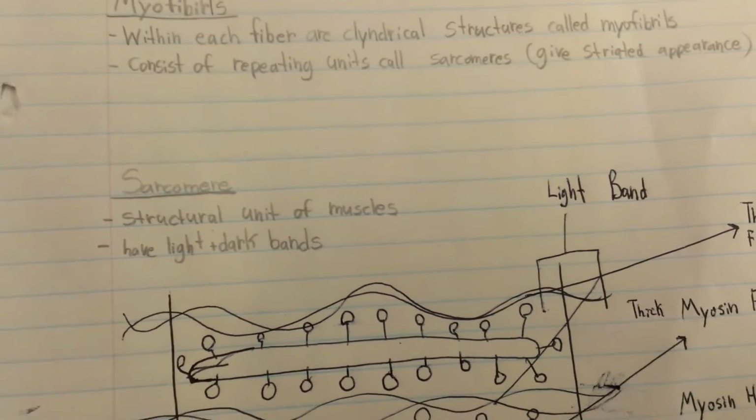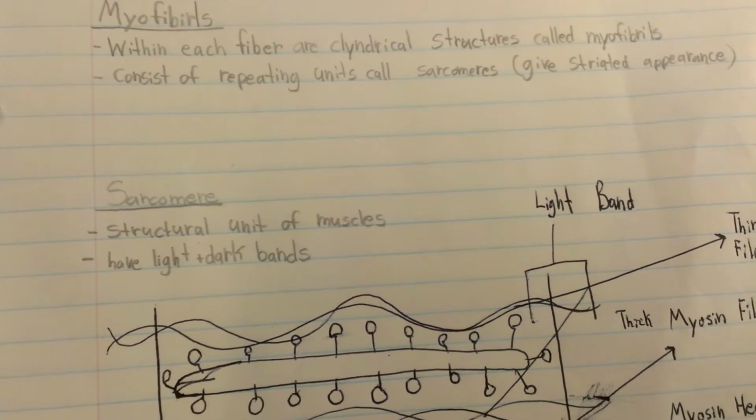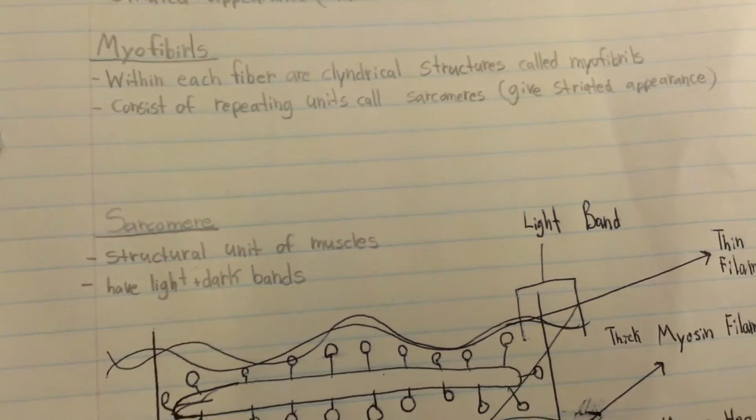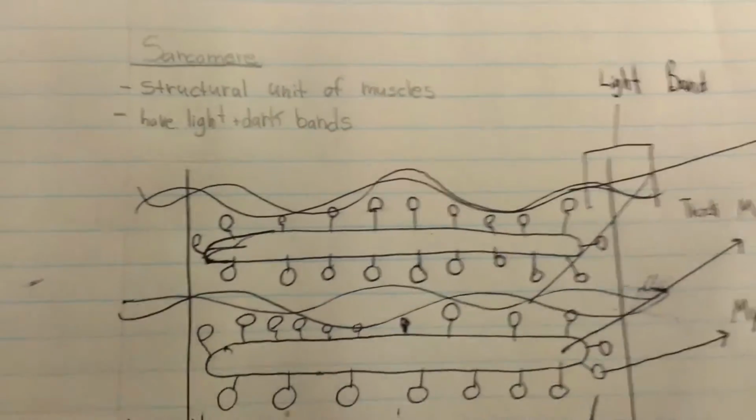So you start off with a large muscle fiber, a myocyte. You go into it, you have these mini cylindrical structures. You go within that, and you have all these sarcomeres. So they have light and dark bands.